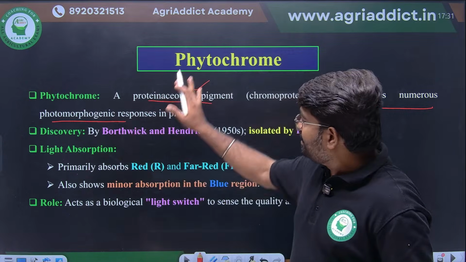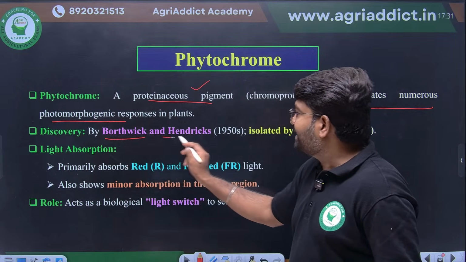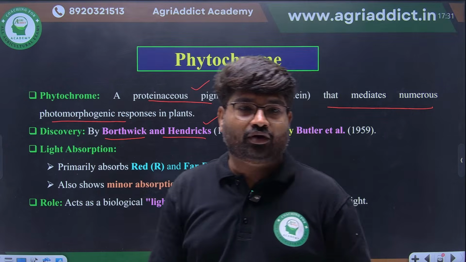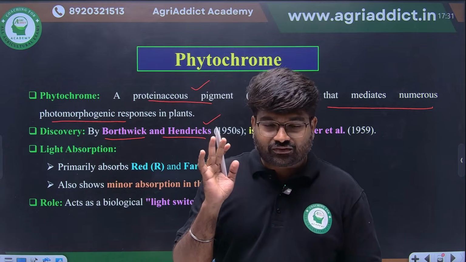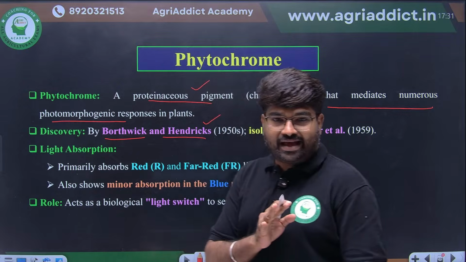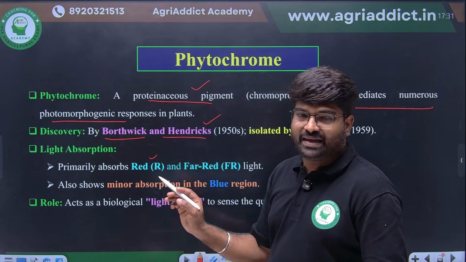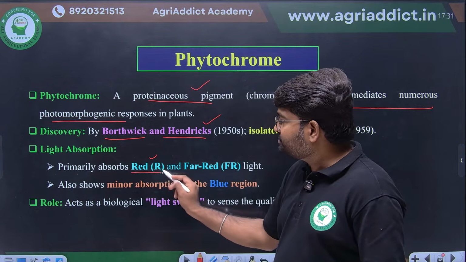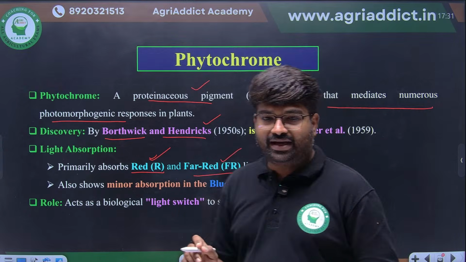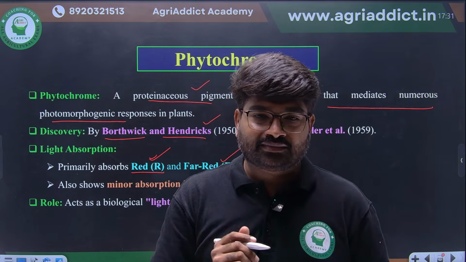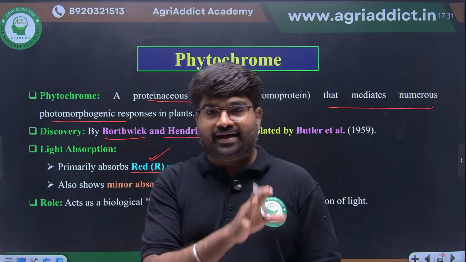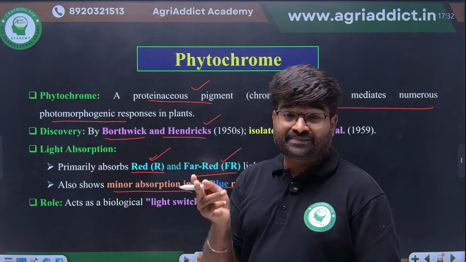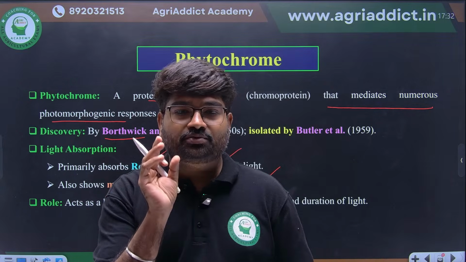The discovery of phytochrome was by Borthwick and Hendricks. The question they will ask is about the different forms of phytochrome: PR and PFR forms. The names PR and PFR are based on the light absorption, and the region in which the light is absorbed. This phytochrome absorbs red and far red light regions. Apart from that, it also shows a minor absorption in the blue light region.